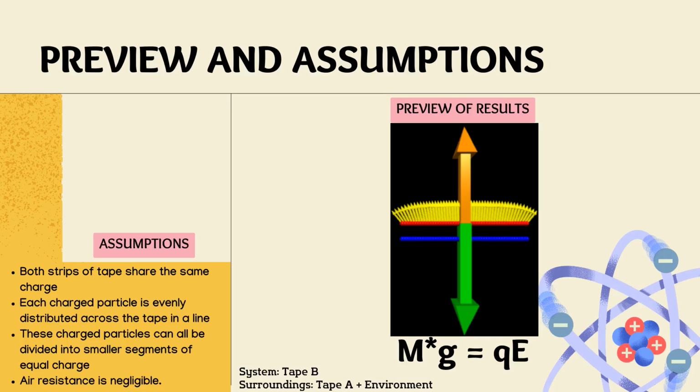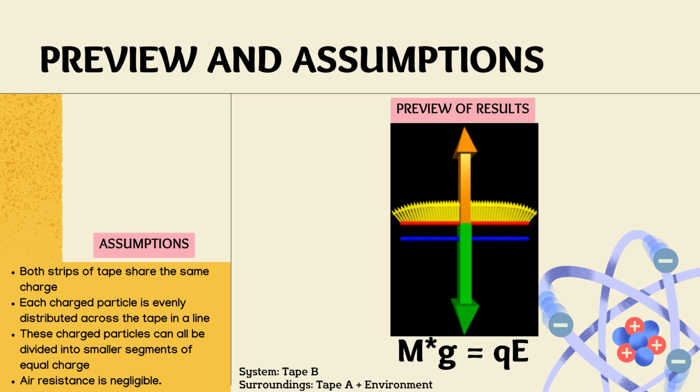Before getting into the core of the lab, it's important to establish the assumptions under which we'll be operating in this experiment. These are that both strips of tape share the same charge, each charged particle is evenly distributed across the tape in the form of a line, these charged particles can all be divided into smaller segments of equal charge, and that air resistance is negligible.